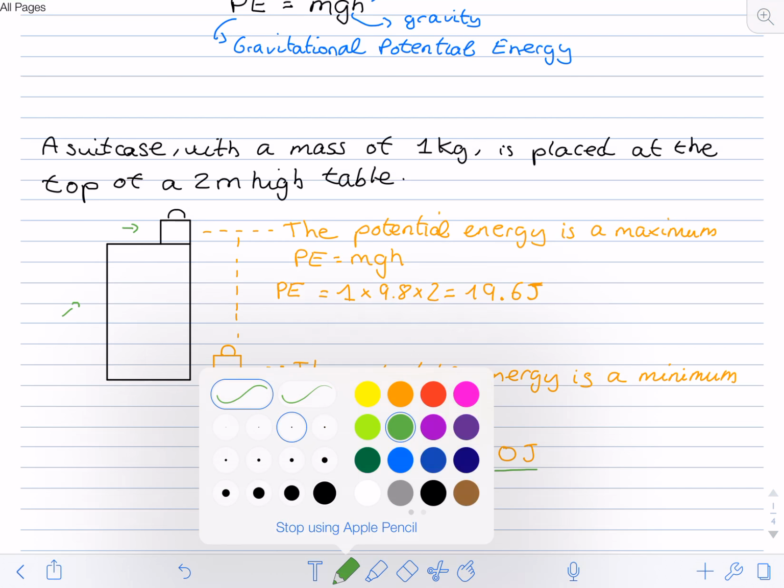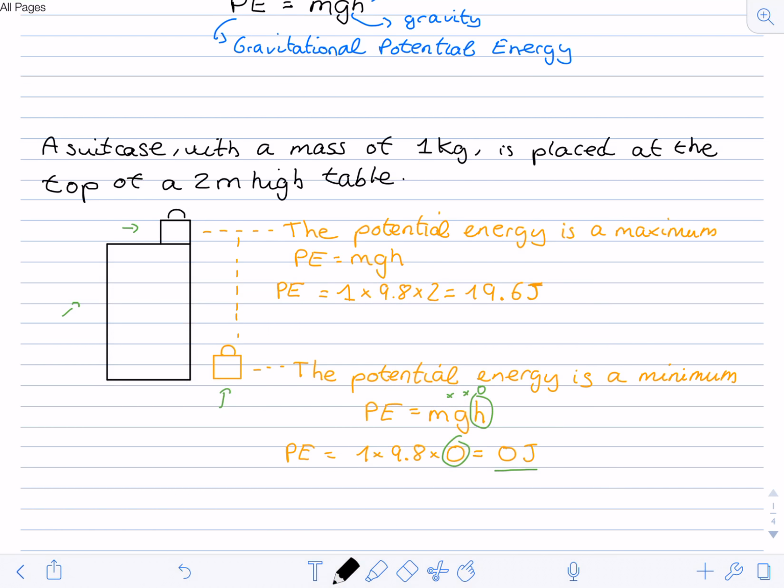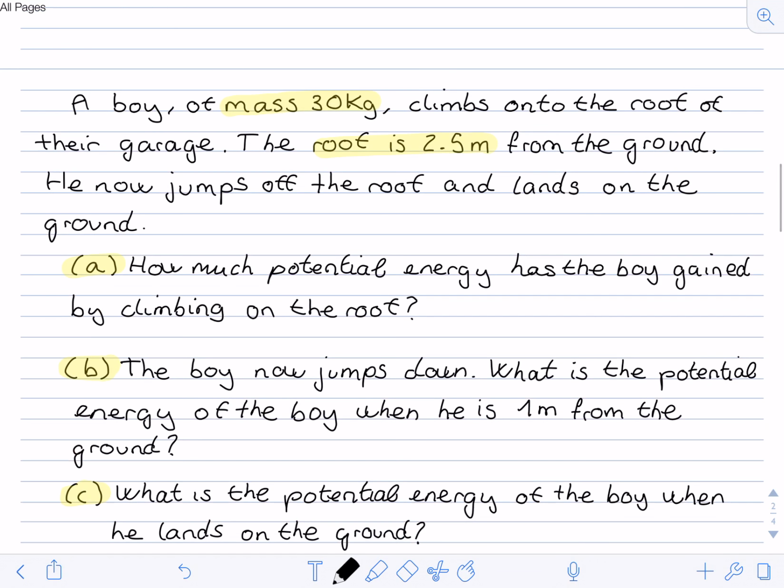Now that we have that covered, let's do an exercise and see if we can do it. A boy of mass 30 kilos climbs onto the roof of their garage. The roof is 2.5 meters from the ground. He now jumps off the roof and lands on the ground. How much potential energy has the boy gained by climbing on the roof?